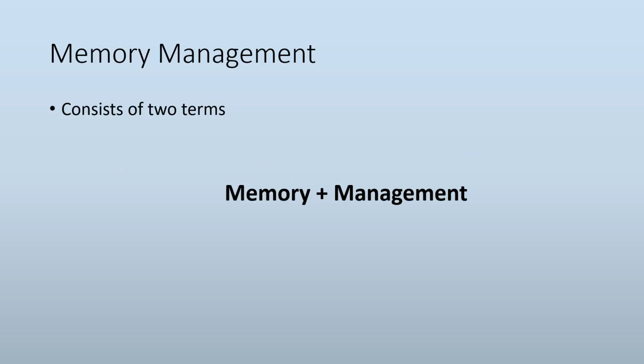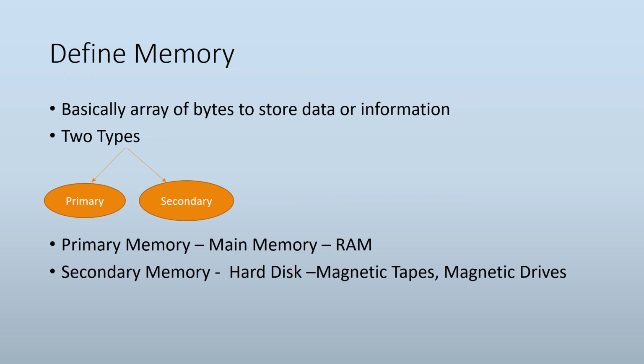Memory management consists of two terms, memory and management. So let's start with memory. This memory is actually the array of bytes to store data or information. Means we store data or information in the computer's memory. And this is of two types, primary and secondary. RAM, which is known as main memory, is the primary memory, and hard disk, like magnetic tapes and magnetic disks, is the secondary memory.